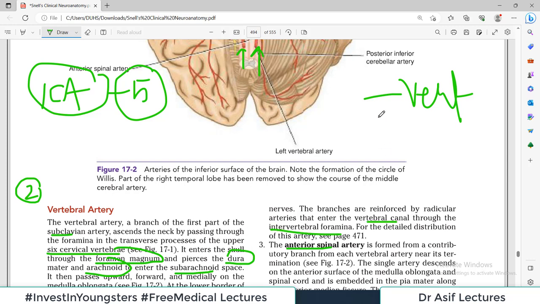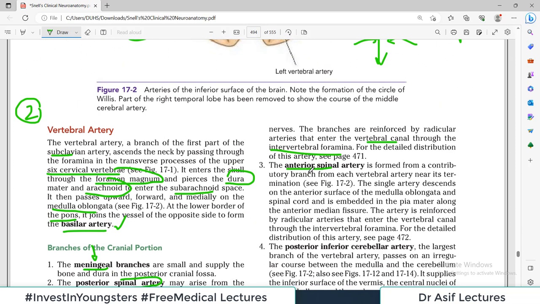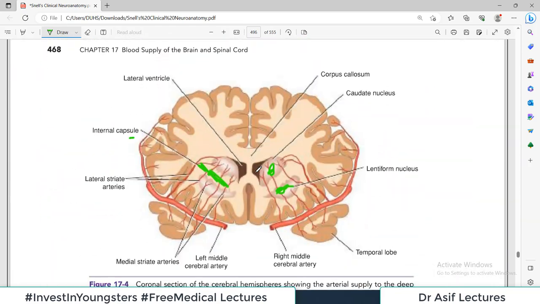Iska matlab ye hai ki jo descending spinal artery hai, posterior spinal artery, it is supplied by some feeders. Okay, so wo reinforcement kehlata hai. Ab jo anterior spinal artery hai, it is formed by the contributory branch from each vertebral artery. Diagram par ye dekh bhi lete hain hum.